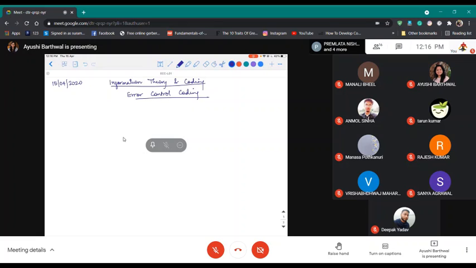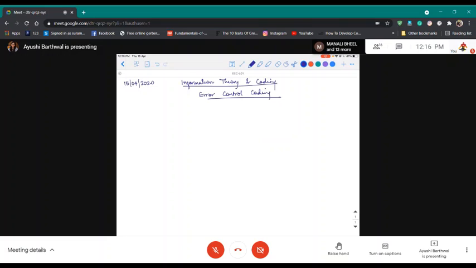So I'll be covering your second portion, part B of information theory and coding, and I'll be discussing the part error control coding. So before coming to the portion error control coding, let us discuss a general block diagram of communication system.